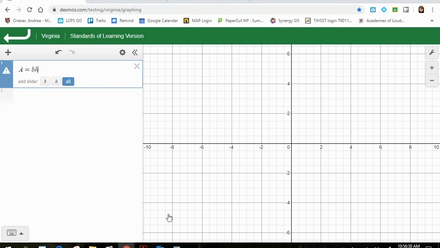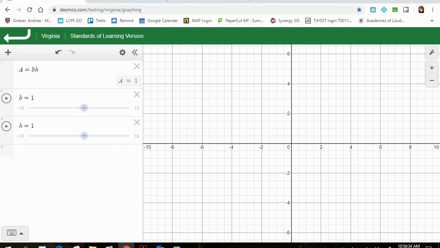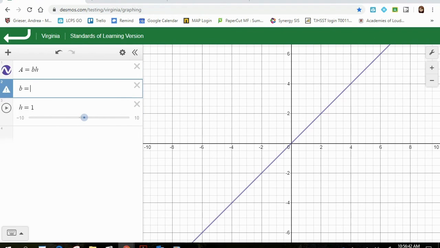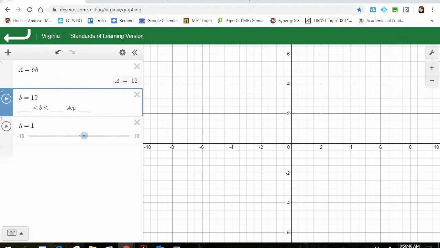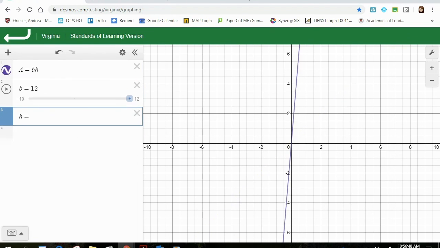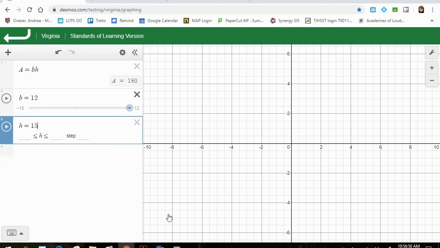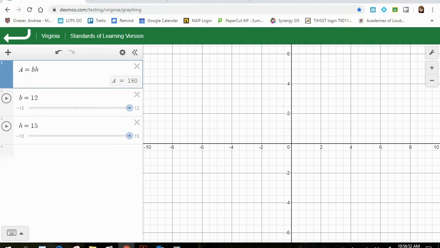And if you look over here, see that thing where it says all? So if you click on that, it makes these little sliders. So you can put little values here, or you can just type it in. So one of the examples we did, the base was 12 and the height was 15. So it will do, I'm going to go back up to the top here. It makes the substitutions for you. And so the area is 180 in that case.